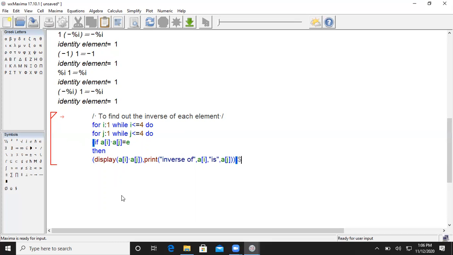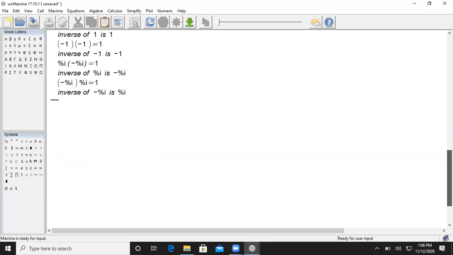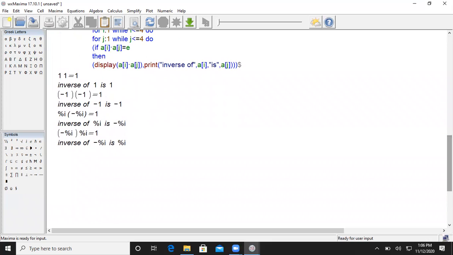Next, the dollar symbol, after that Shift+Enter. So okay, we have got the values: 1 into 1 is 1, then the inverse of 1 is 1 only. Next, minus 1 into minus 1 is 1, the inverse of minus 1 is also minus 1.